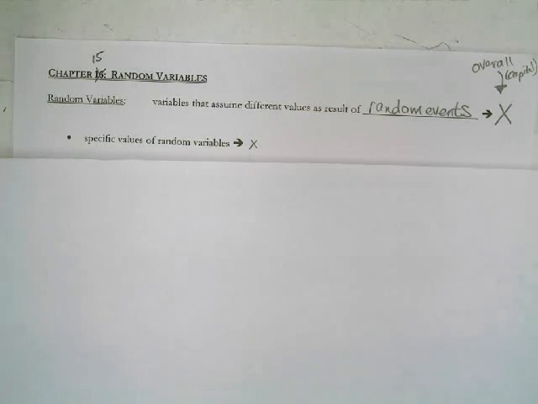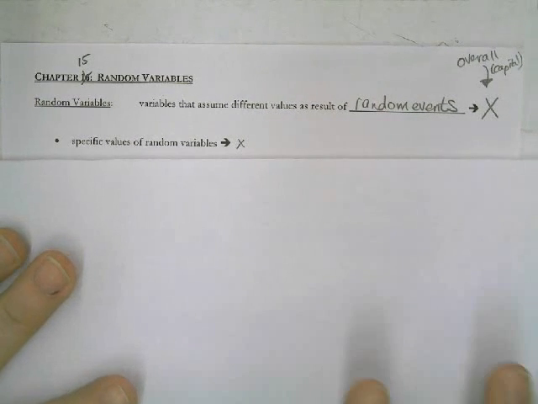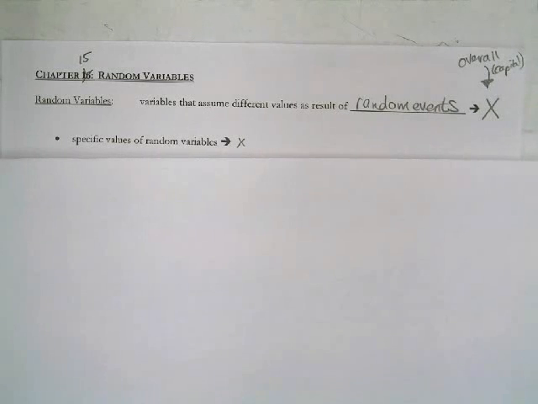Okay, so what we're doing today is we're talking about Chapter 15. It says 16, but it's just 15. And so random variables are variables that assume different values as the result of random events. So when you think about the overall total, it's a capital X. But when you think of a specific random variable inside of that overall total, it's a lowercase x. So you'll see some different things with notations, and I want to make sure you know the difference.